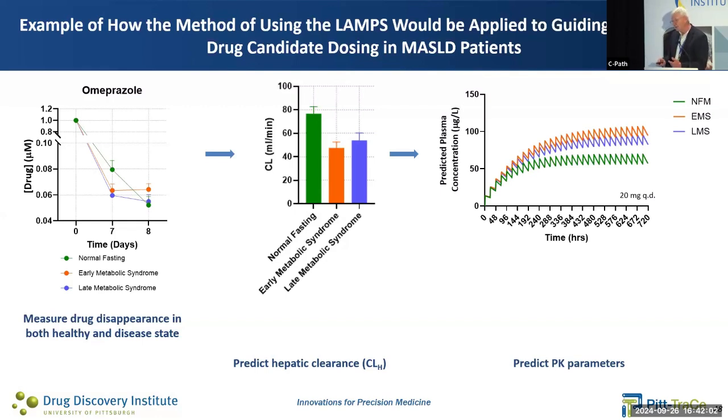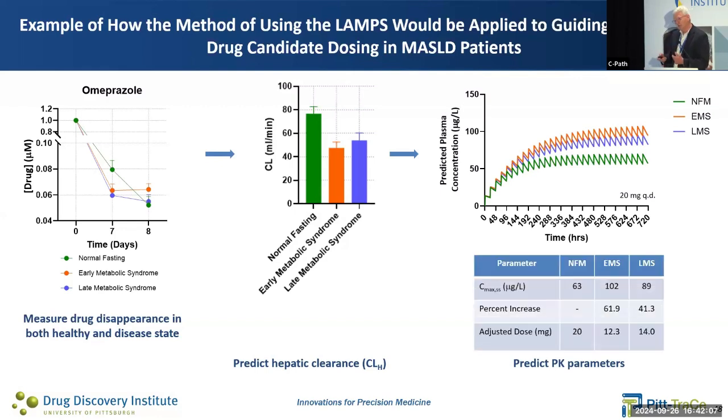If you need to get down to the normal state for safety reasons, that means that you're going to have to reduce the dose in the disease state from 20 mg per day to maybe 12 or 13, 12 or 14 mg per day. And if you actually look at the package insert for omeprazole, that's actually what's recommended for patients with hepatic impairment, to go from a 20 mg per day to a 10 mg per day dose. And so this is how we envision that it will be applied in making those regulatory decisions for the patient population who have MASLD or other hepatic impairments.